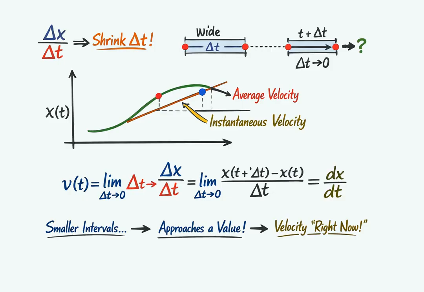The notation dx over dt is not just something to memorize. It encodes a promise about the limit. It says that if you compute average velocities over smaller and smaller intervals, the values settle toward a definite number. When that number exists, it's the velocity right now, in exactly the sense used in standard treatments of one-dimensional motion, Halliday.